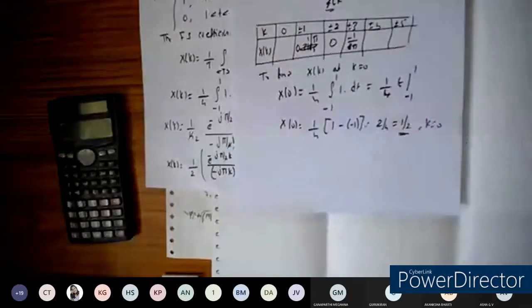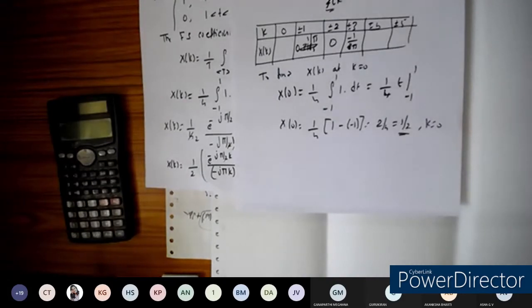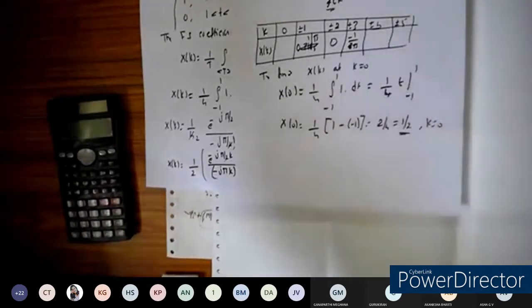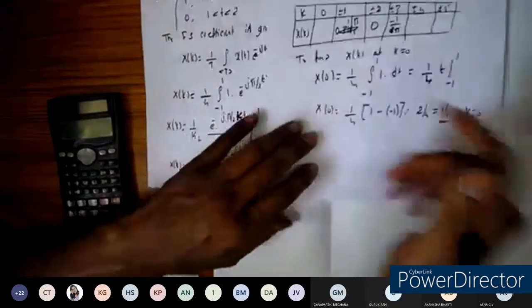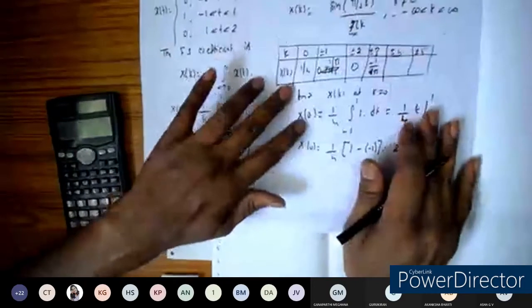k is equal to 0. For k is equal to 0, you got this value. So done, right? Now we got the value for k is equal to 0, at 1 by 4 we got here.